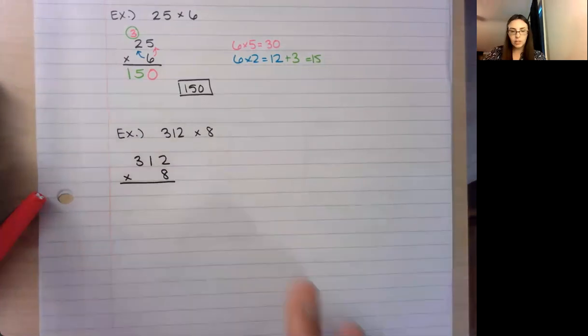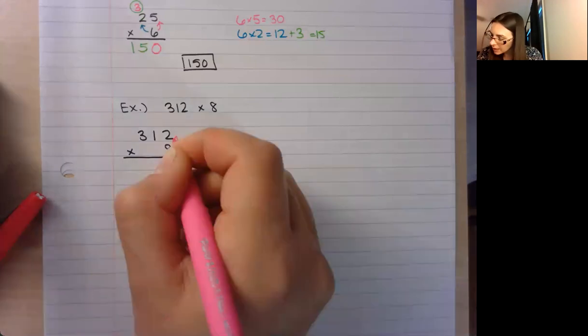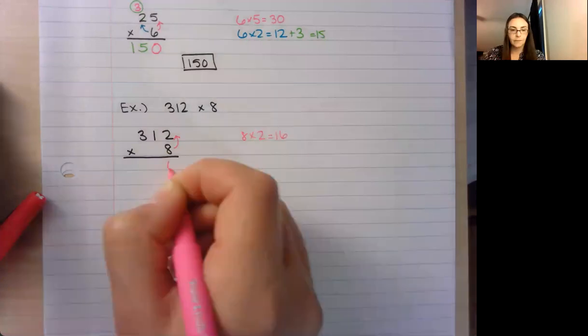So again, we're just going to start working right to left. So I start with the 8 times 2. So 8 times 2 is 16. So I put the 6, I carry the 1.